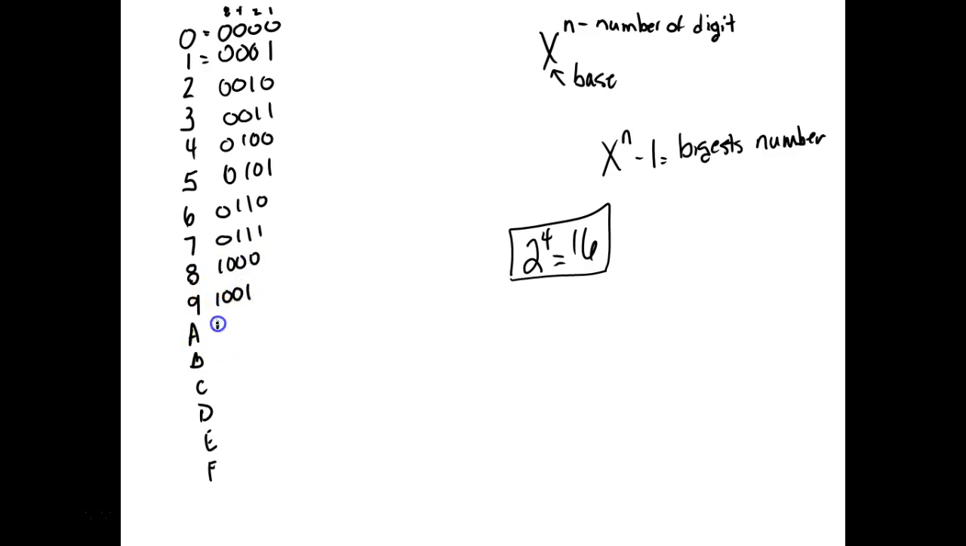This would be an A. This would be a B. This would be a C. This would be a D. Oops.